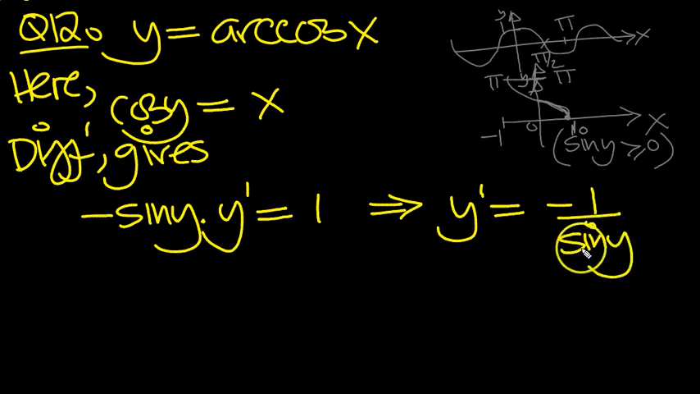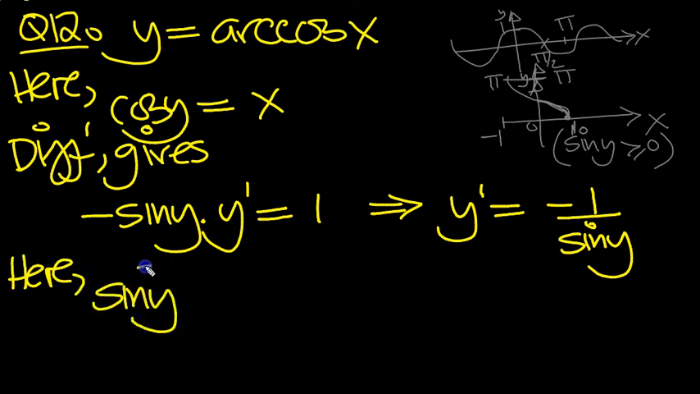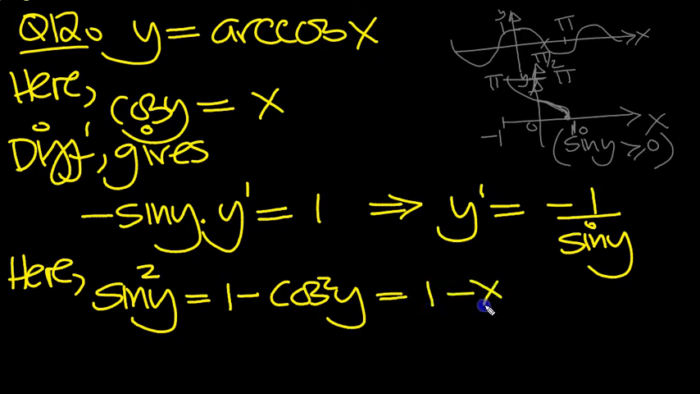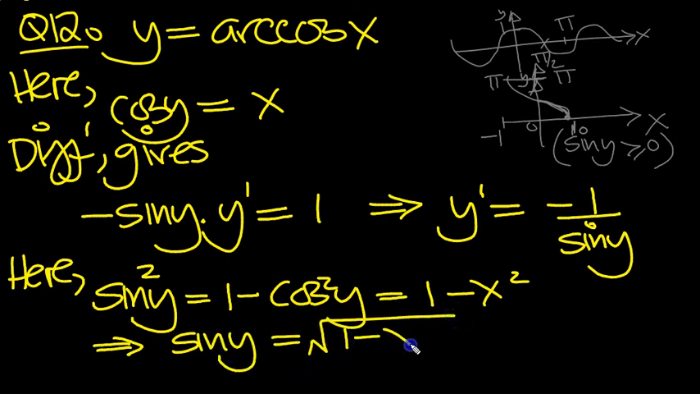And we know sine y is 1 minus cos squared, square rooted. So here, let's just write that down, that sine squared y is equal to 1 minus cosine squared y. Cos y is equal to x, so that's 1 minus x squared. Square root both sides. Sine y is equal to the square root of 1 minus x squared.